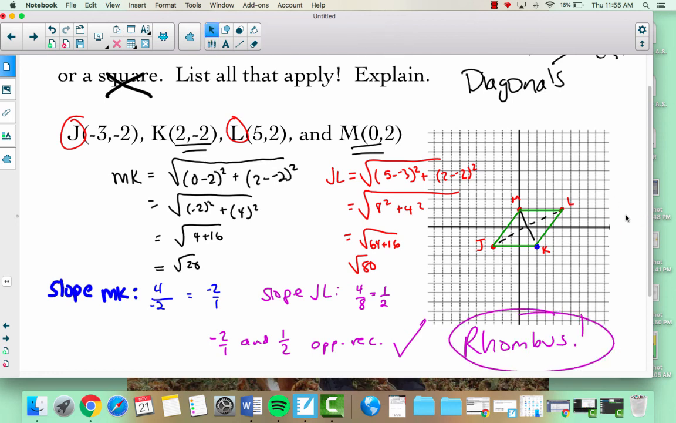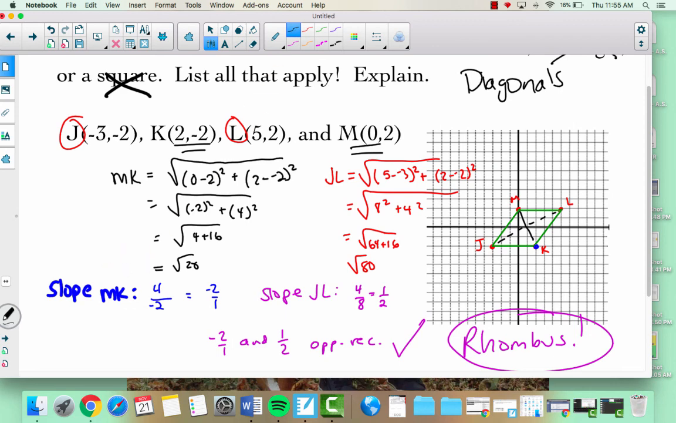Now you could go through and calculate the lengths of all the sides. You could calculate the slopes of all the sides, but usually if you can look at your diagonals, that's going to save you a lot of time. So make sure you're very careful on what you're calculating. There's multiple ways to actually figure this out, so just make sure you show me your method and that you are clear with all your work, and then you should be good to go.